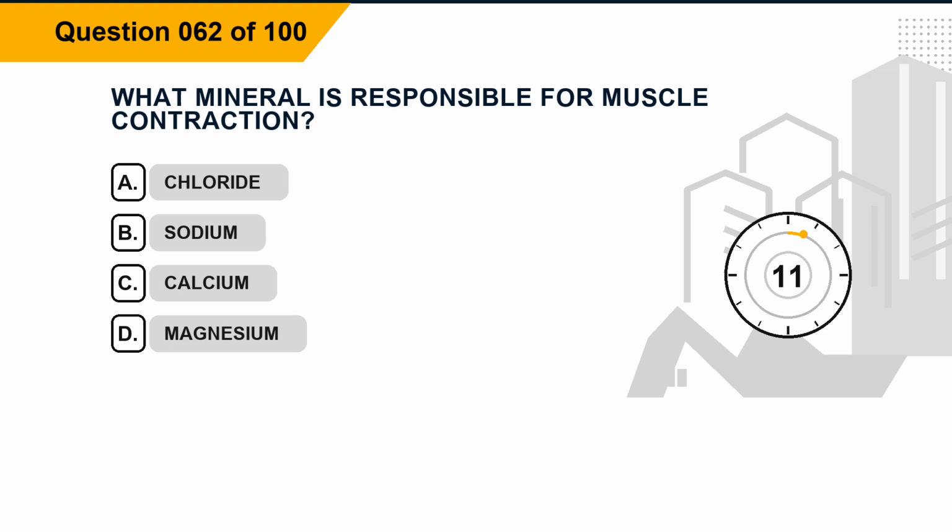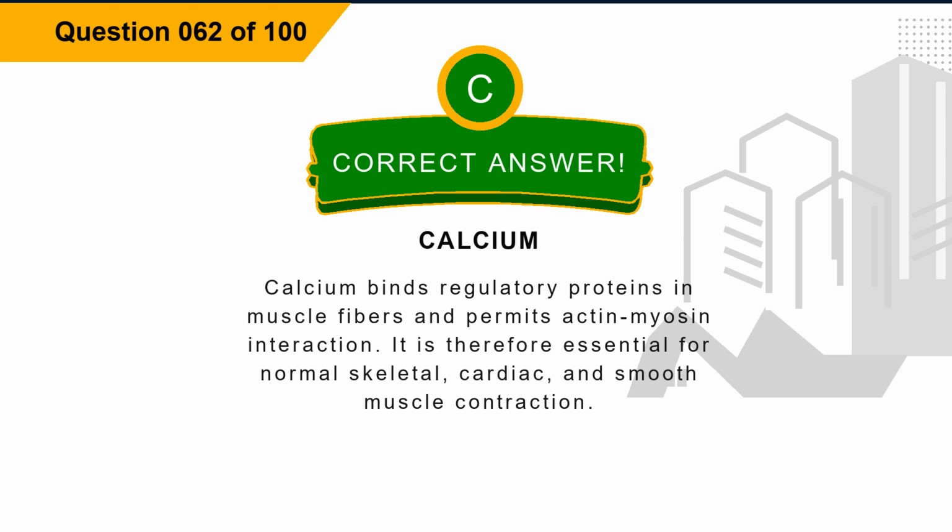Question 62. What mineral is responsible for muscle contraction? Option A, chloride. Option B, sodium. Option C, calcium. Option D, magnesium. The correct answer is option C, calcium. Explanation. Calcium binds regulatory proteins in muscle fibers and permits actin-myosin interaction. It is therefore essential for normal skeletal, cardiac, and smooth muscle contraction.